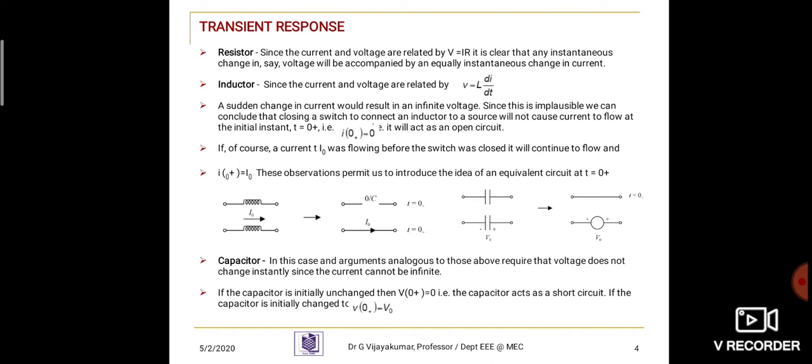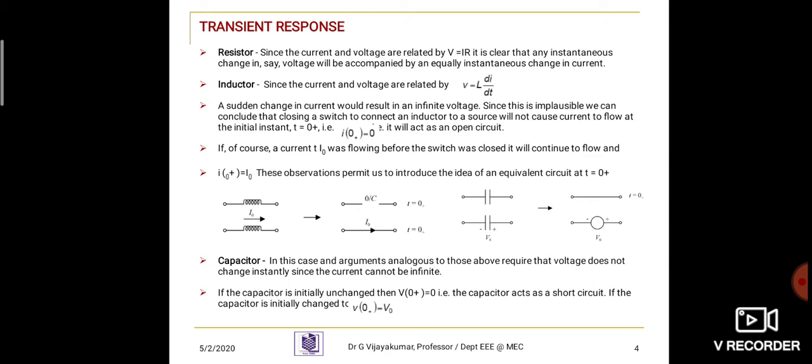Next one, capacitor. In this case, current i is equal to C dV by dt. This can be obtained from the capacitor basic equation, C is equal to Q by V, and with respect to the formulas, we are going to just memorize i is equal to C dV by dt, the current flowing through the capacitor with respect to the rate of change of voltage.